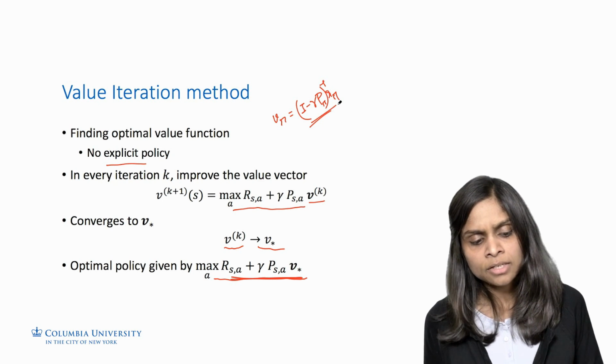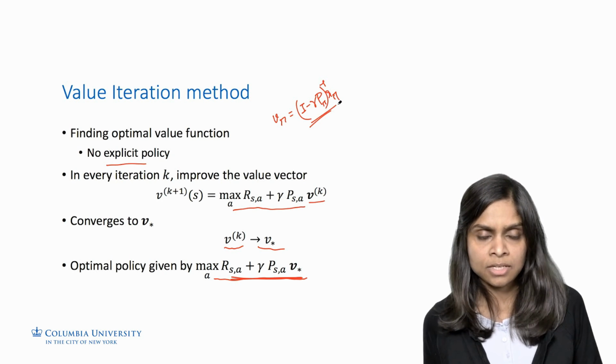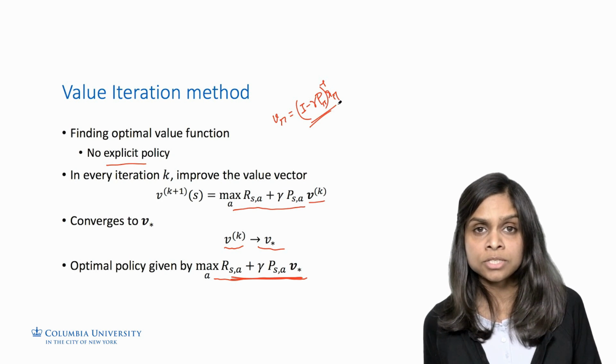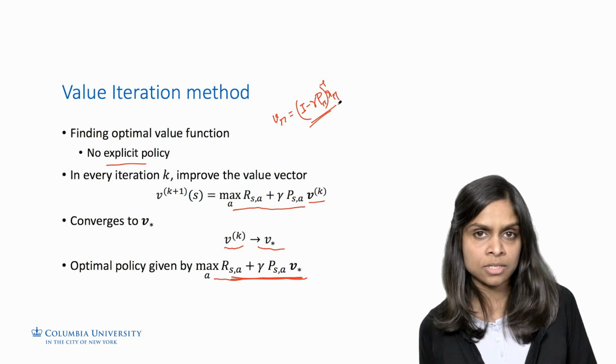On the other hand, value iteration can take more iterations to converge as compared to the policy iteration method, because the value vector may keep changing even when the underlying policy is not changing.